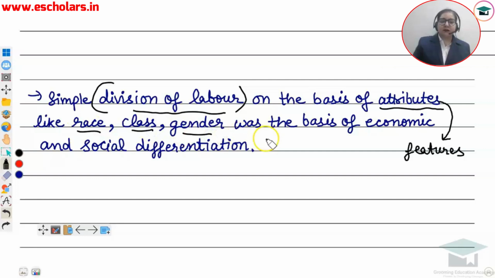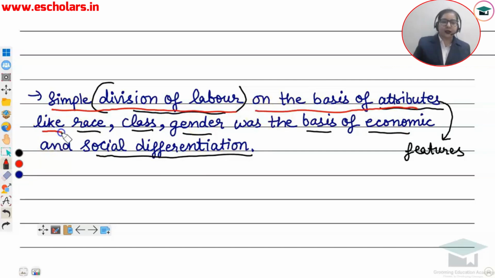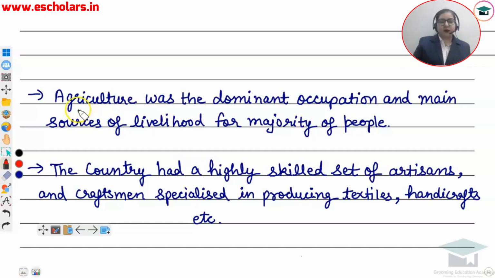Okay, so division of labor on the basis of attributes like race, class and gender was the basis of economic and social differentiation. So let's recall it till now. Simple division of labor on the basis of attributes like race, class, gender was the basis of economic and social differentiation. Now students, further we have agriculture was the dominant occupation and main source of livelihood for the majority of people.